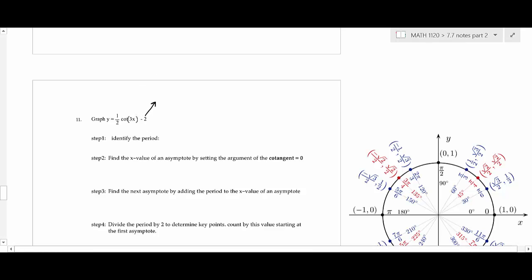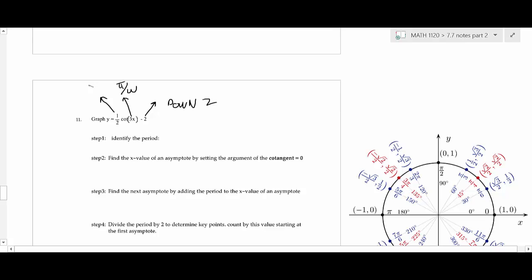Tell me what the minus 2 is going to do. Is anybody out there? Down 2. Okay, we got that. What does the 3 do? What does it change? The period. The formula is pi over omega, so that's going to do the period change. What does the 1/2 do?